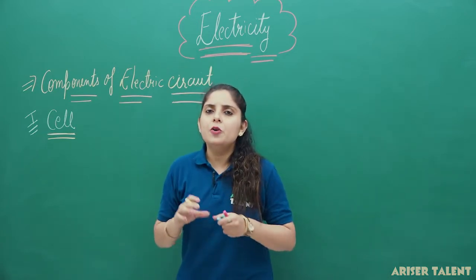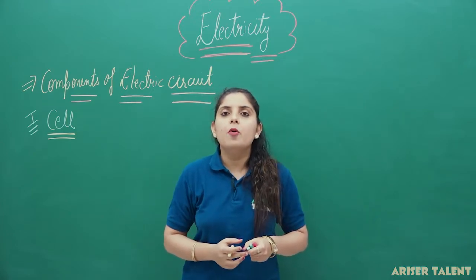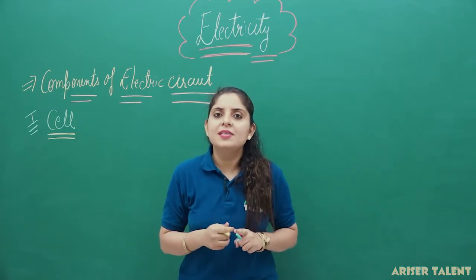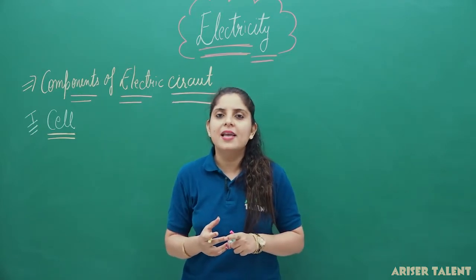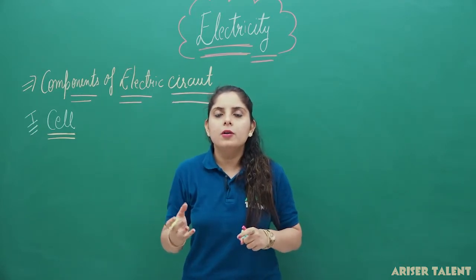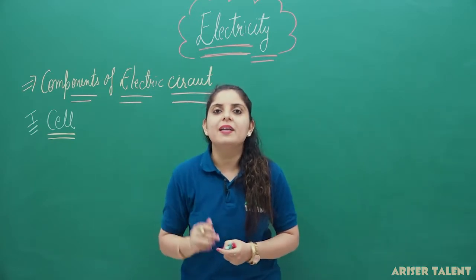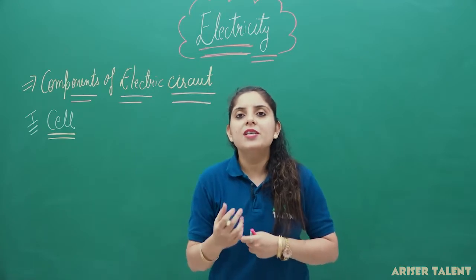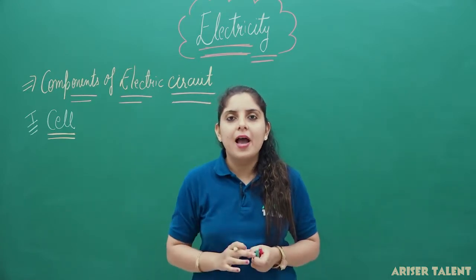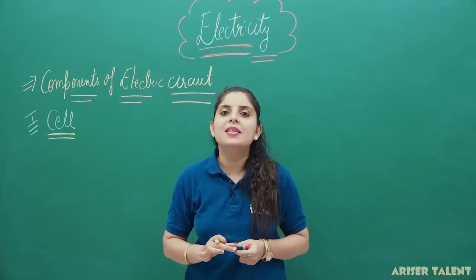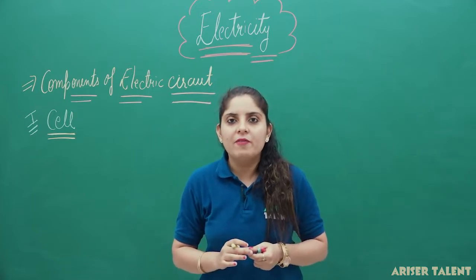Now, cells are not the simple one. Basically, there are three types of cells depending upon their uses. The first is the primary cell that we use in our household articles like clock, remote, or toys, car, etc. Secondary cells are those cells which are used for higher purposes. And the third category is the fuel cells, which are basically used in motor vehicles and other automobile functions.